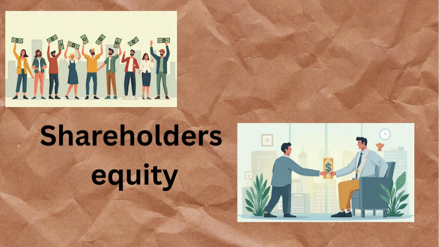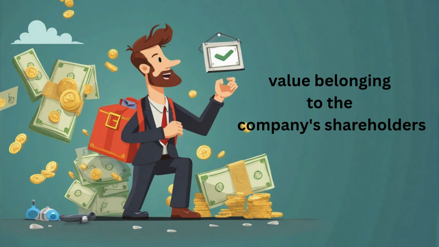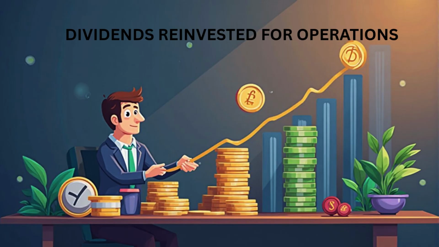Shareholders' equity represents the portion of the company that is owned by its investors after liabilities have been deducted from assets. It represents the value of a company that would be returned to its shareholders if all assets were sold and all debts were paid off. This figure includes the money invested by shareholders through stock purchases and retained earnings that have been reinvested in the business. Retained earnings indicate the part of net revenue not distributed as dividends, but instead reinvested into sustaining and expanding company operations.